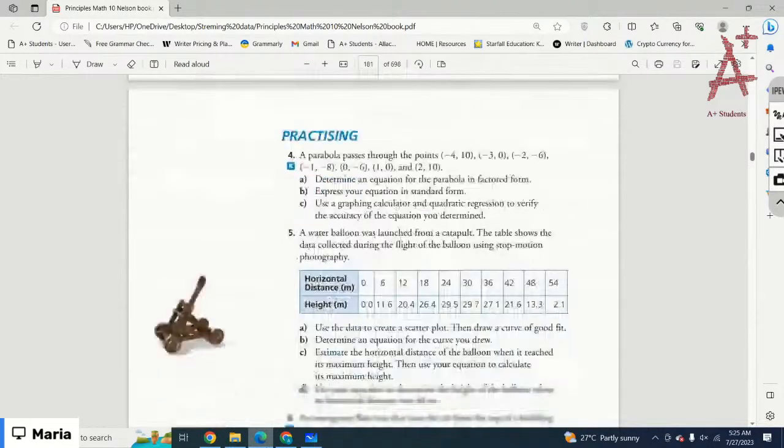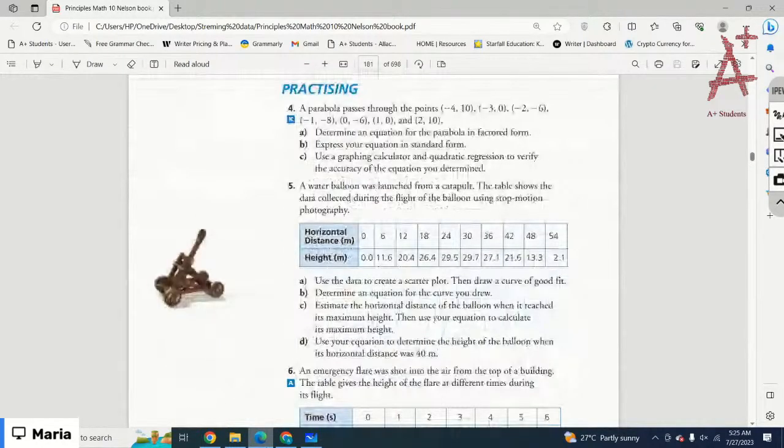Okay, question number 4. A parabola passes through the points (-4, 10), (-3, 0), (-2, -6), (-1, -8), (0, -6), (1, 0), (2, 10). Determine an equation of the parabola in factored form. Express your equation in standard form. Use a graphing calculator. Okay, so just look at the zeros of the equation.